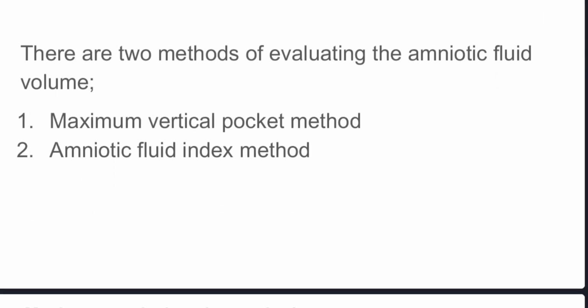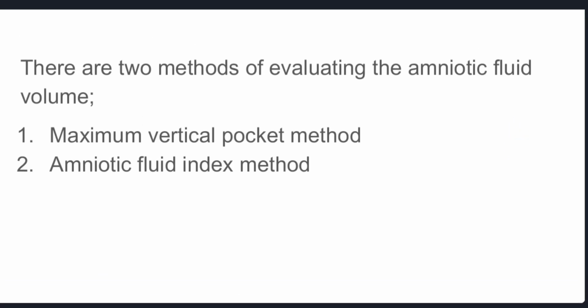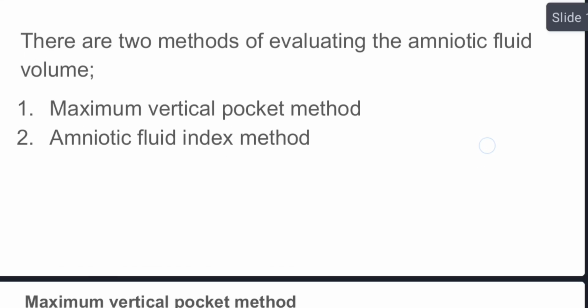Now, there are two methods of evaluating amniotic fluid volume. Let me at this point say that oligohydramnios is commonest in the third trimester. However, it can also happen in the first and second trimester. If it happens in the first trimester, usually the outcomes are more ominous. The method of estimating oligohydramnios in the first trimester is different from what we're going to discuss now. In another video, we'll talk about oligohydramnios assessment in the first trimester.